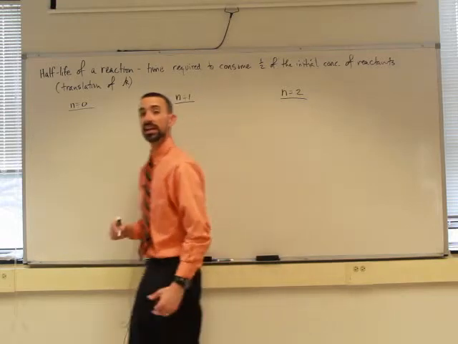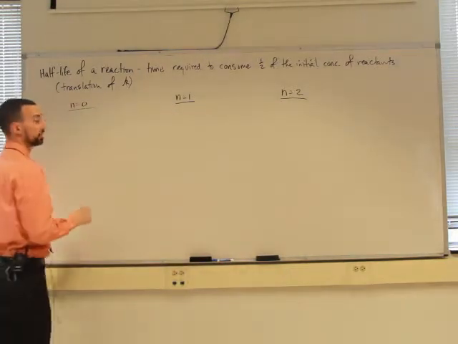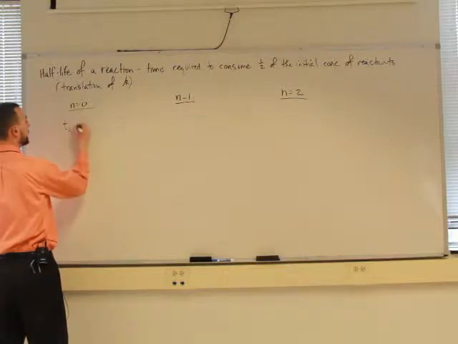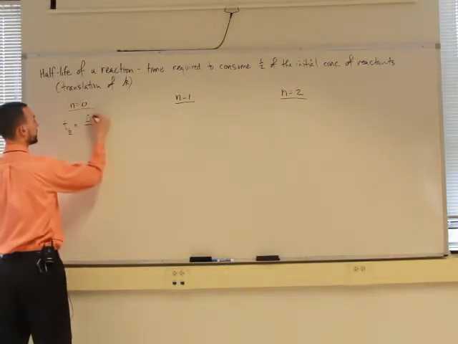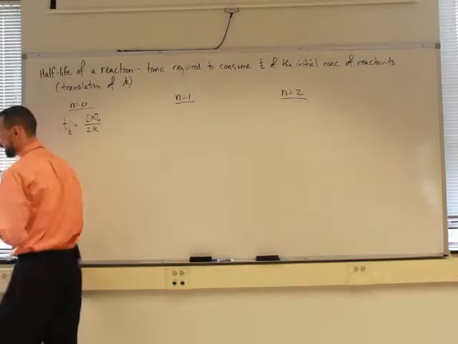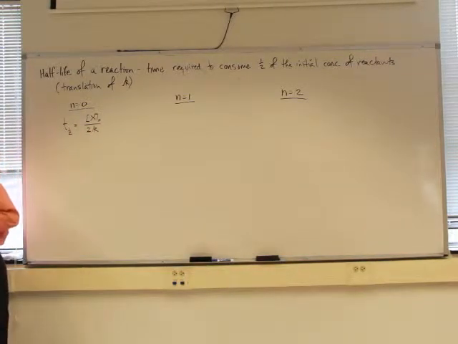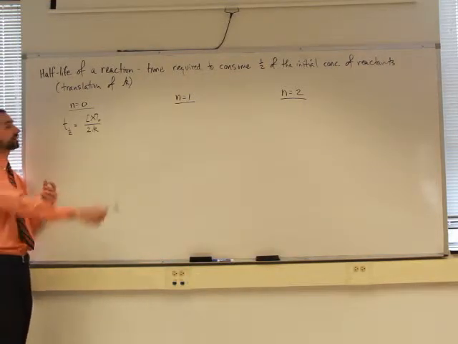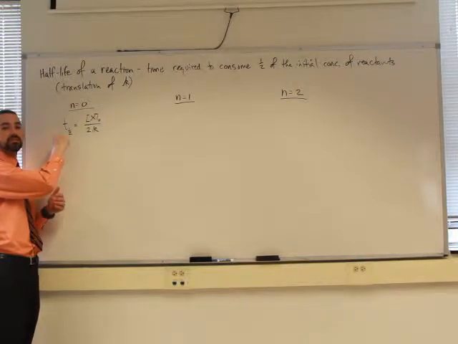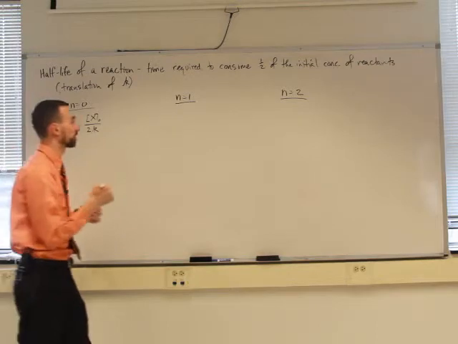Just like the integrated rate laws did. For a zero-order reaction, the half-life is going to be the initial concentration divided by 2K. What you see here is that as you add more stuff, the half-life gets longer. Makes a lot of sense for a zero-order reaction.